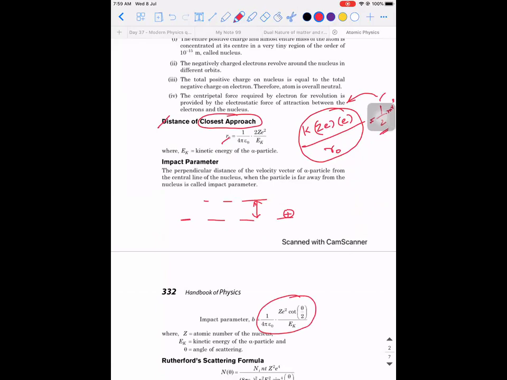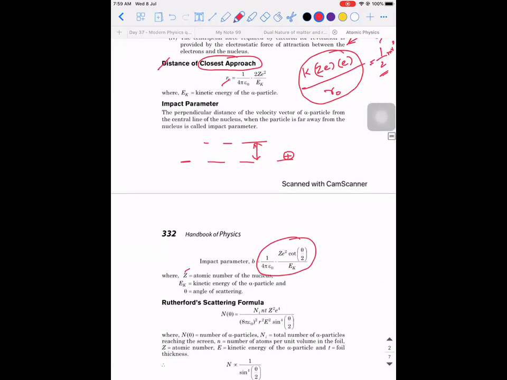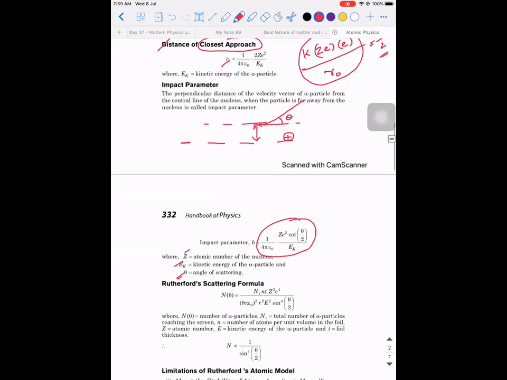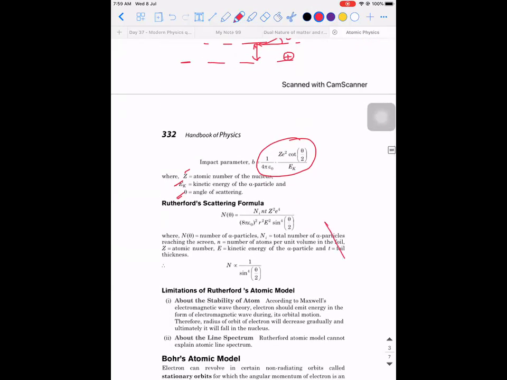It is given by this expression: 1 by 4 pi epsilon naught, Ze square cot theta by 2, divided by Ek, where Z is the atomic number of the nucleus, Ek is the kinetic energy of the particle, and theta is the angle of scattering. Okay. So this is not needed.